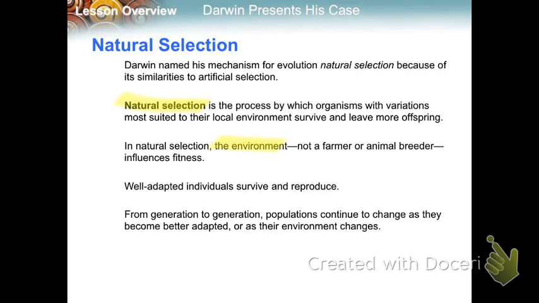It's as simple as this. Well-adapted individuals survive and reproduce. Those are the genes that get passed on to the next generation.